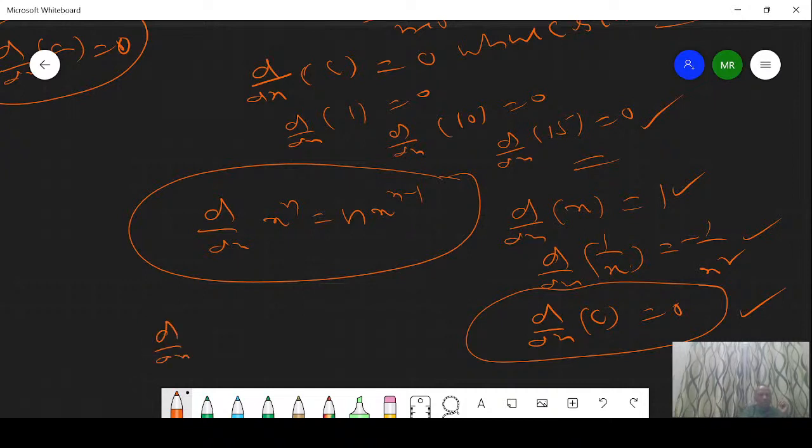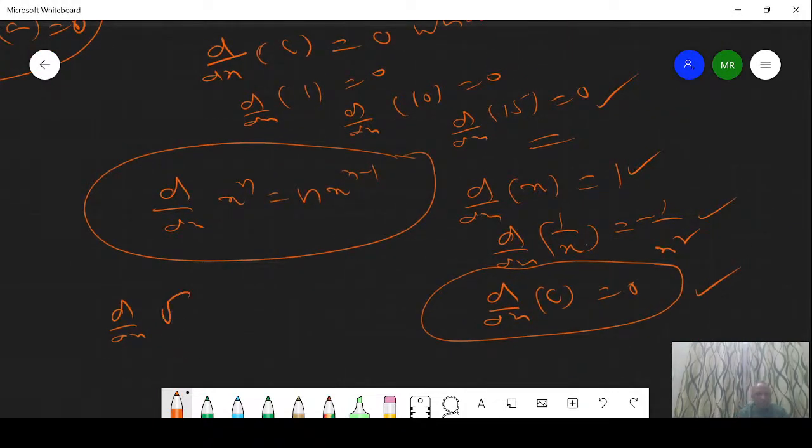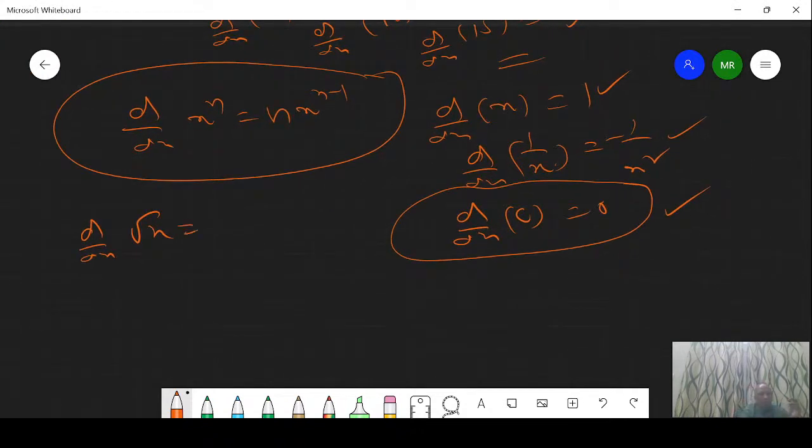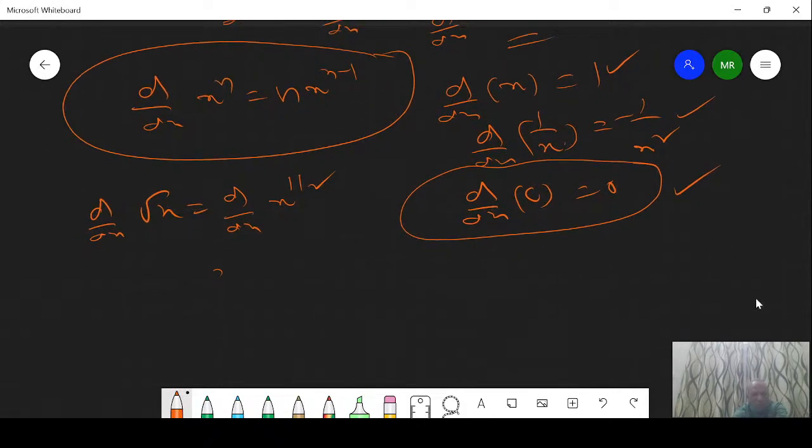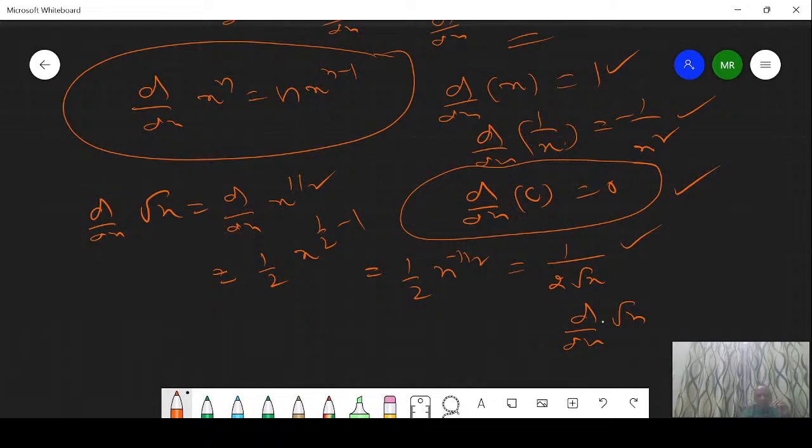Now suppose I want d by dx of root x. How to find the derivative of root x? When they ask for the derivative of root x, you think of x power 1 by 2. So I can write d by dx of x power 1 by 2. Can you find the derivative using this formula? They didn't ask to find it using the first principle. If they ask, we can go that way. So 1 by 2, x power 1 by 2 minus 1, and you can simplify: 1 by 2, x power minus 1 by 2, which is 1 by 2 root x. So the conclusion: d by dx of root x is equal to 1 by 2 root x.